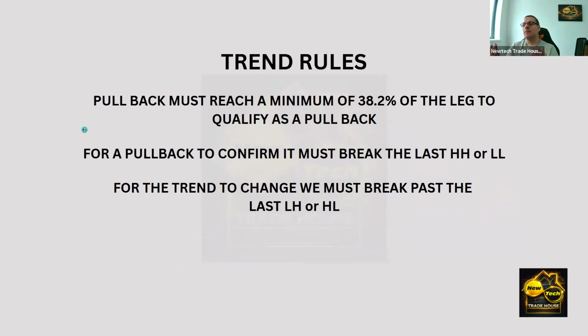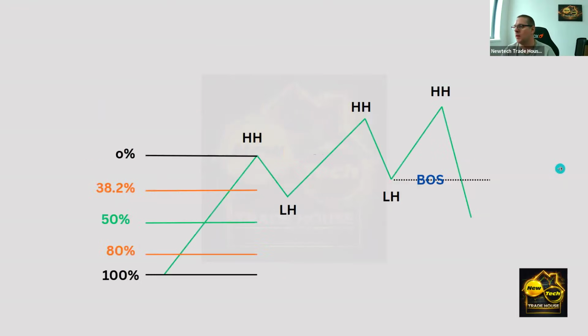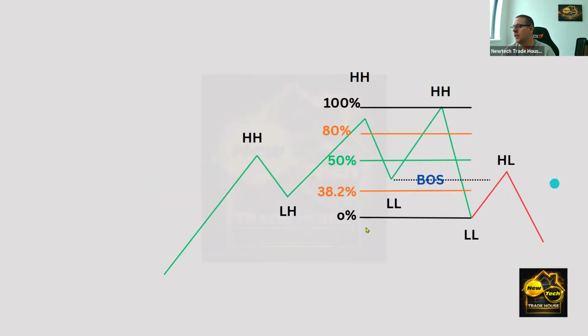So following these simple basic rules: a pullback must reach 38.2 of the leg to qualify. For a pullback to confirm, it must break the previous higher high or lower low, as we see in the red at the end. And for the trend to change direction, it must break the last lower high, which is the pullback, or the higher low, which is the pullback in the opposite direction. Okay, so these are the foundation of all your trend, and it's very basic to be able to follow.